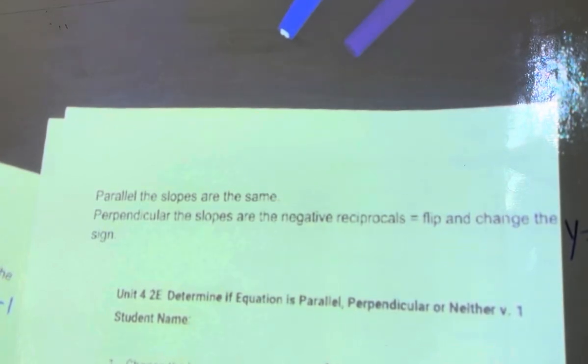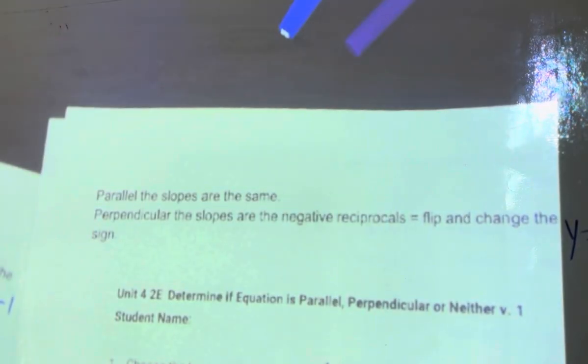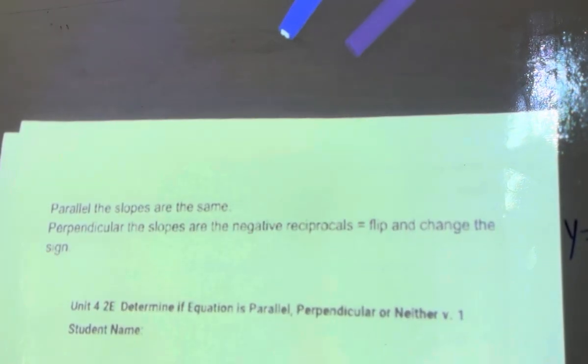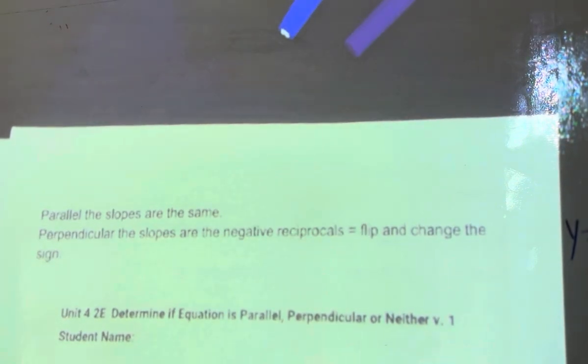Okay, so parallel means the slopes are the what? Same. Perpendicular, you have to, it's called a negative reciprocal, which means that you do what? Flip it and change the signs. Okay, so those two pieces of information, I would recommend writing in your spiral.